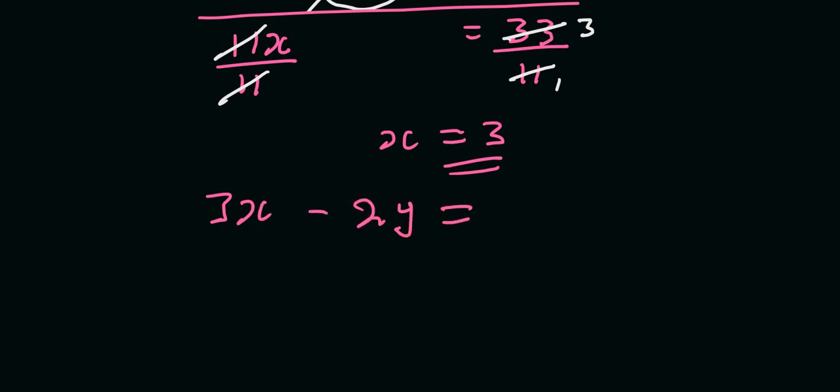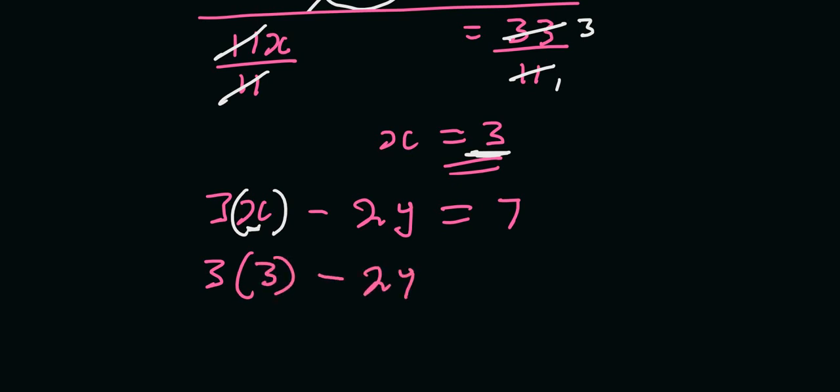3x minus 2y equal 7. So this is x. We are going to take this value and replace x with it. So now that's going to give us 3 parentheses, put in the value, minus 2y equal 7. So 3 times 3 is 9. So we have 9 minus 2y equal 7.